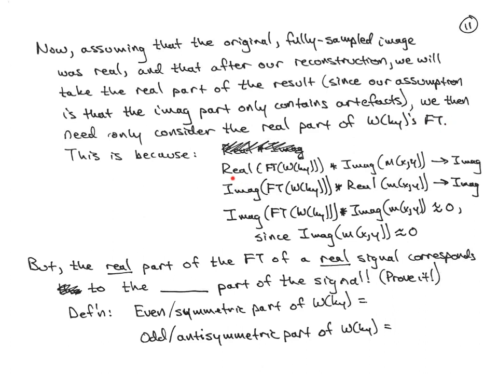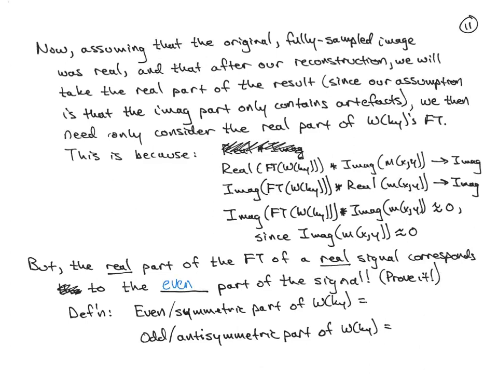That's because if we take the real part of its Fourier transform and multiply it by the imaginary part of the image, we get an imaginary component, which we're going to discard. If we multiply the imaginary part of the weighting function's Fourier transform with the real part of the image, we also get an imaginary part we're going to discard. And if we multiply the imaginary part by the imaginary parts, we get something close to 0, because this would normally give you a real valued signal, but it's going to be close to 0 because we're assuming that the imaginary component of the image is small after phase correction. But the real part of the Fourier transform of a real valued signal corresponds to the even part of the signal.